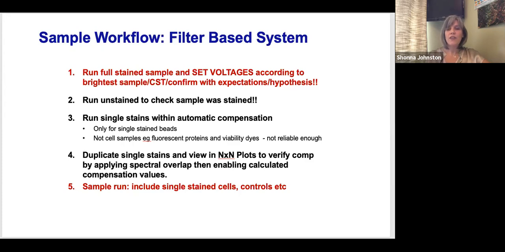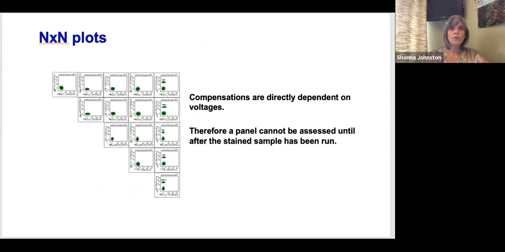So then you would go on to your sample run. If we have a wee look at the n by n plots, this is what we would normally do. We would take it as it is without compensation on it, then we'd apply the compensation and see how good it looks. Because your compensations are directly dependent on your voltages, you can't assess a panel until after your stain sample has been run.